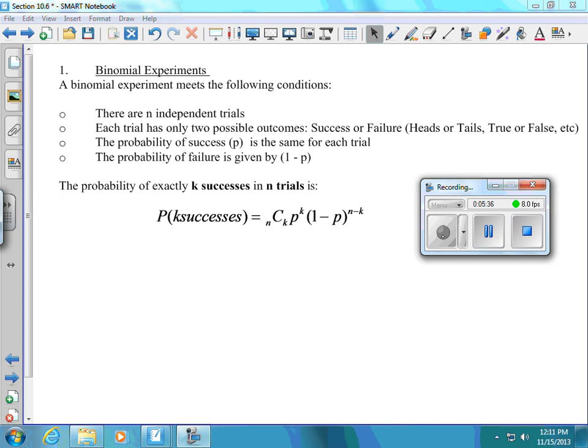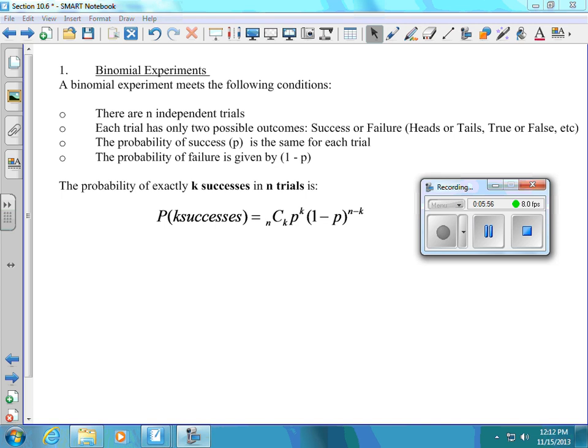Okay, so now we're going to switch gears from looking at graphs and finding probabilities, which happens quite a bit. You're going to interpret graphs a lot in the real world, reading the paper every day. We're going to switch gears from that, though, to binomial experiments. A binomial experiment meets the following conditions.